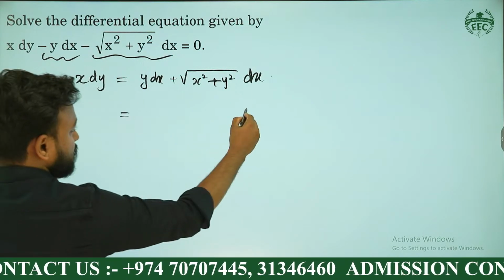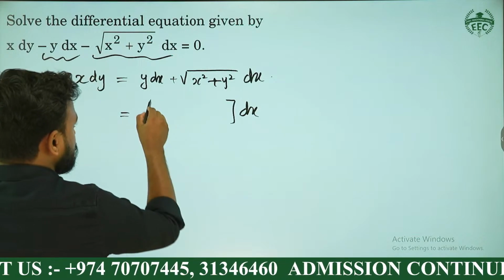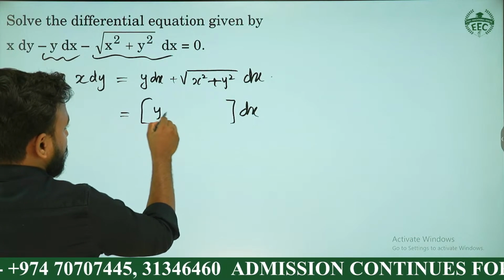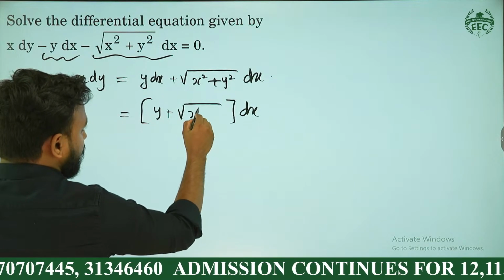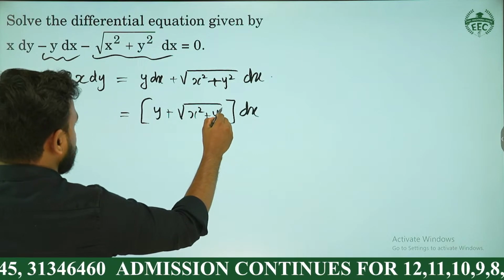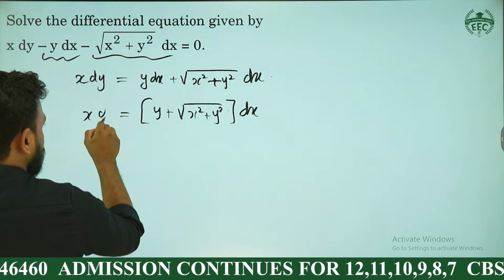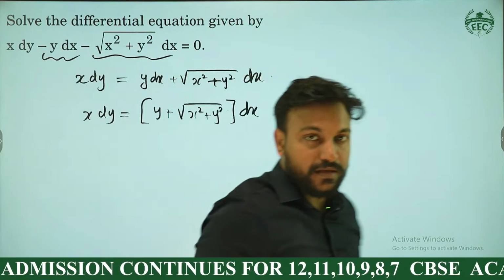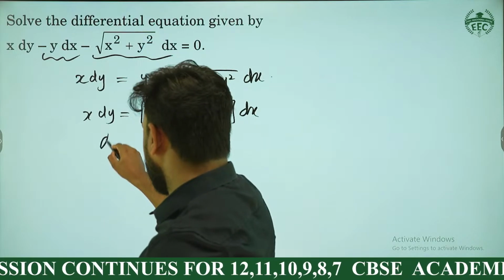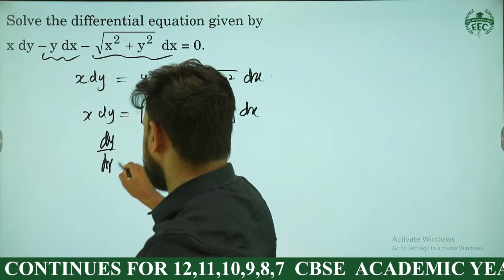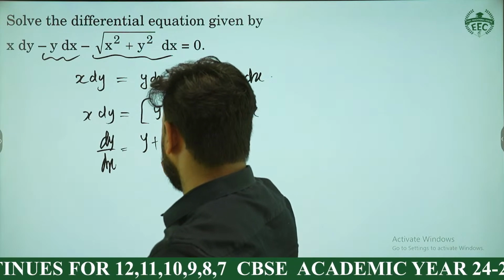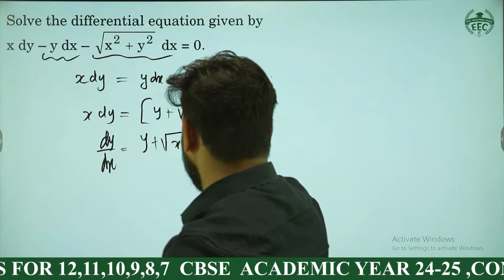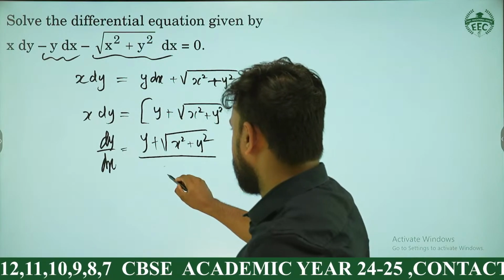And I'm going to take this dx outside. Then you will get what? y plus root of x square plus y square, x dy. Then I'm going to make the dy by dx here. So dy by dx is equal to y plus root of x square plus y square, all divided by x.